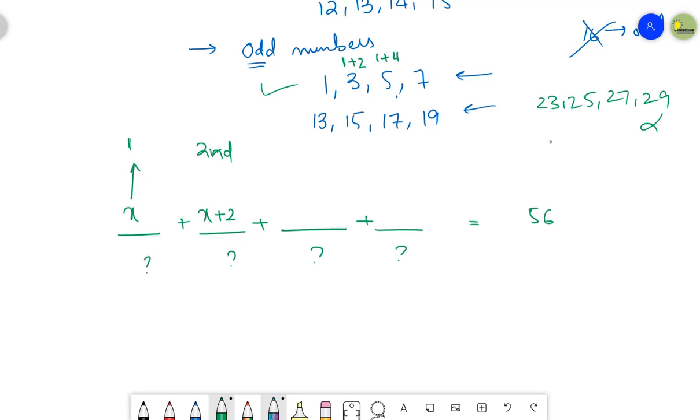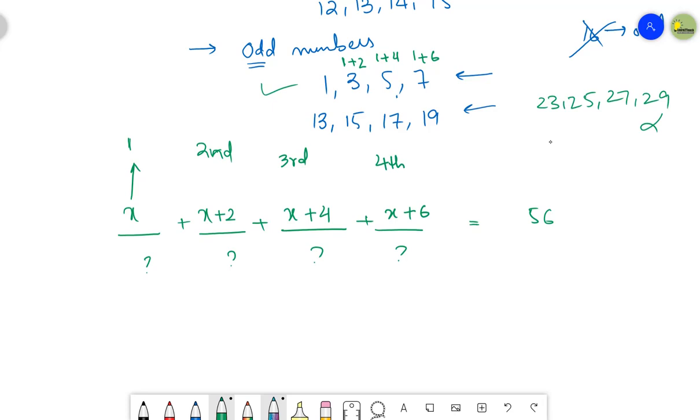Similarly, if the first odd number is x, then I'm going to add 4 to it to get the third consecutive odd number. And the fourth consecutive odd number will be found by adding, let's take the same example, 6 to 1, and I'll get 7. That is my fourth consecutive number. So if I have the variable x as my first odd number, I need to add 6 to it to get the fourth consecutive odd number in terms of variable x.